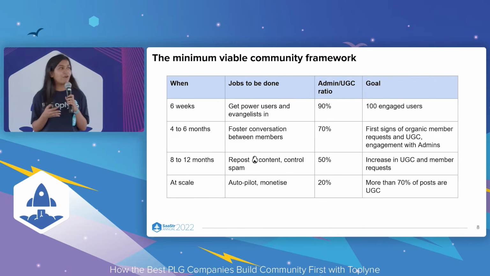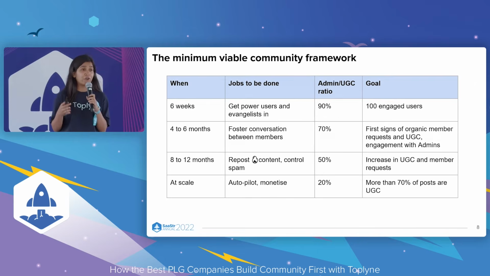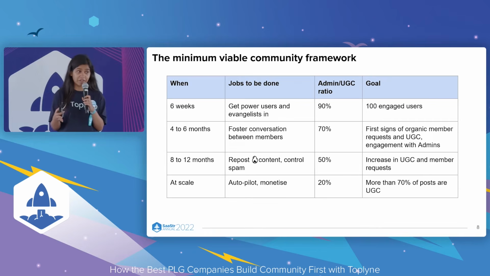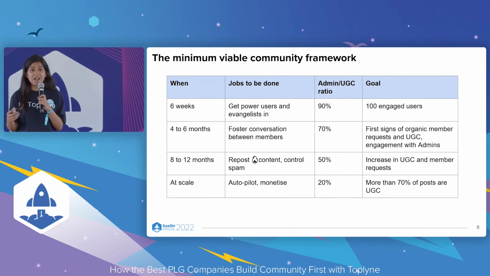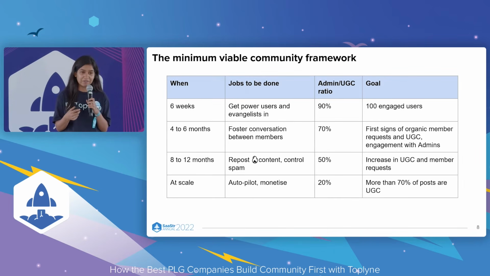Then comes the next 4 to 6 months, where your job to be done is to foster conversation amongst the community members. It's no longer only about you posting content. You also need the members of the community to engage with one another and post content. At this stage, you'll be down to 70% admin to UGC ratio, and you'll start seeing first signs of organic member requests and engagement amongst members.